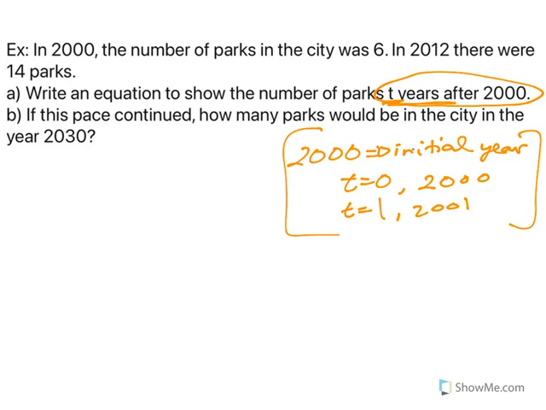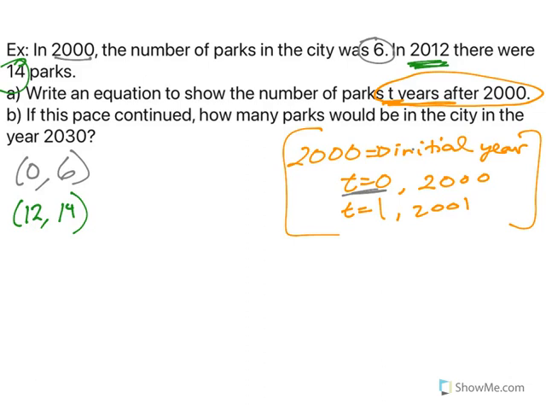Okay, so now, since I know in 2000, when T is 0, I have 6 parks, that leads me to the ordered pair: in year 0, there are 6 parks. In 2012, which is 12 years later, so T is 12, we have 14 parks. So the information they give me allows me to say, after this many years, I have this many parks. I have ordered pairs.